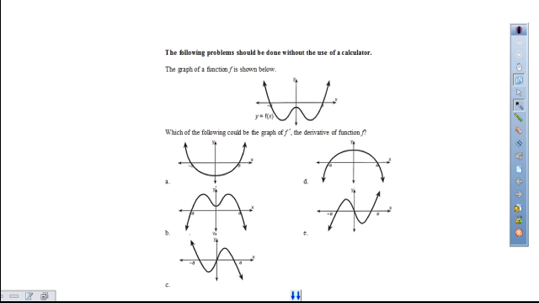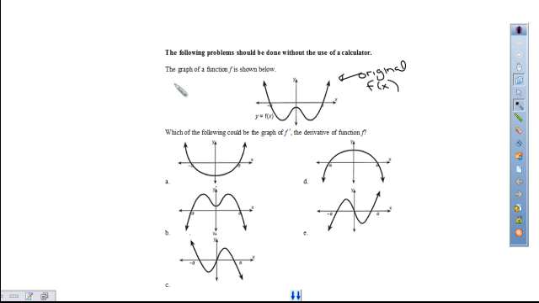The next problem says the graph of the function is shown below. Which of the following could be the graph of the derivative? So we're given the graph of the original function. So this is my original function. And we want to know which one's my derivative.